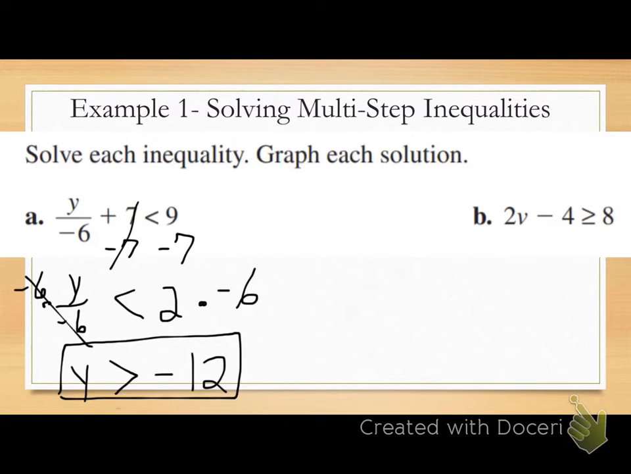Question? Say that again? Yes, we got to graph it. It tells us to graph each solution, so I've got to graph it. You got it, dude.